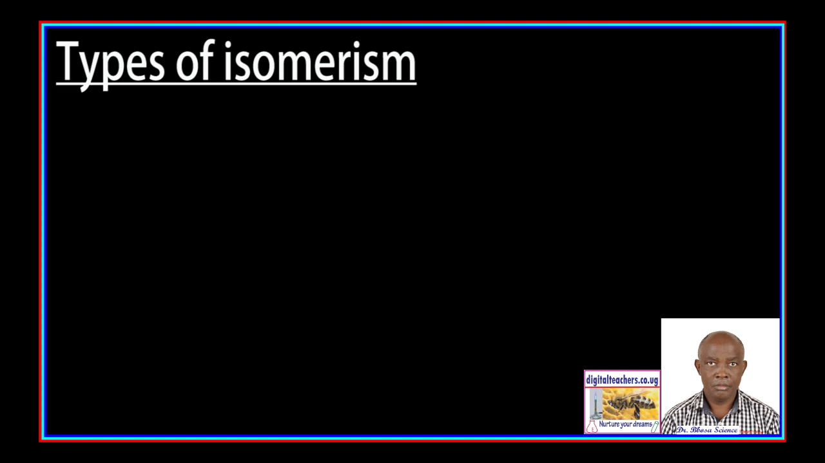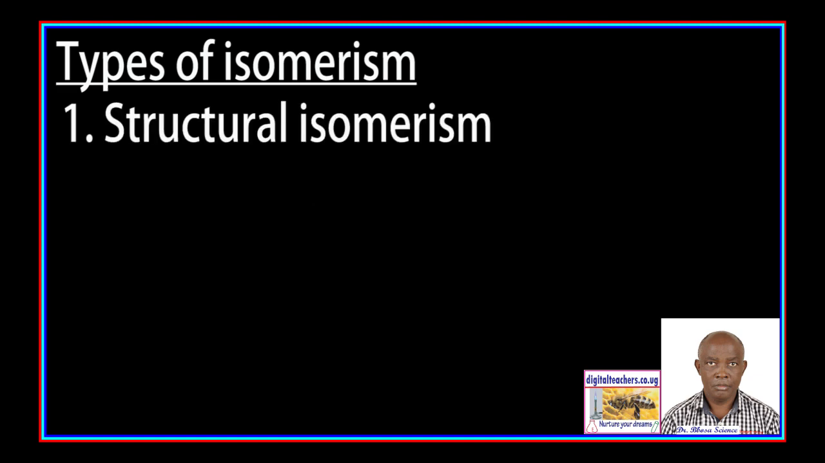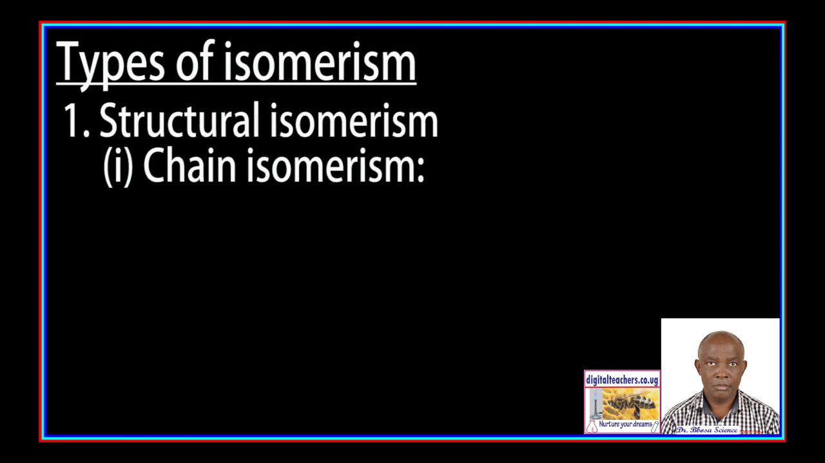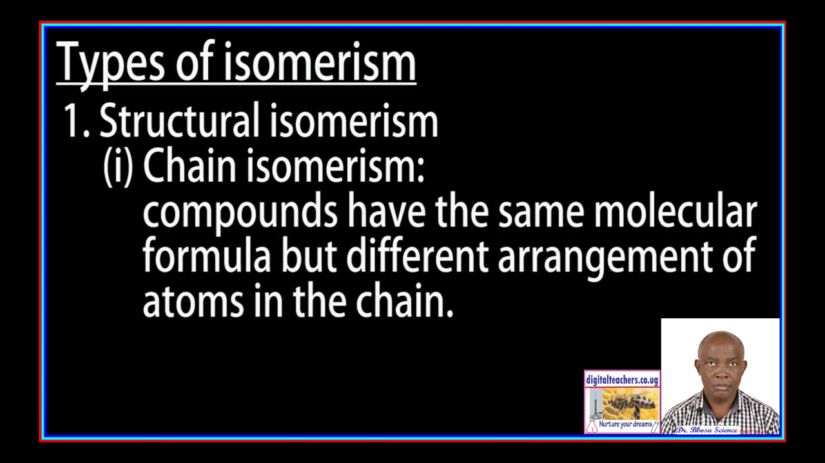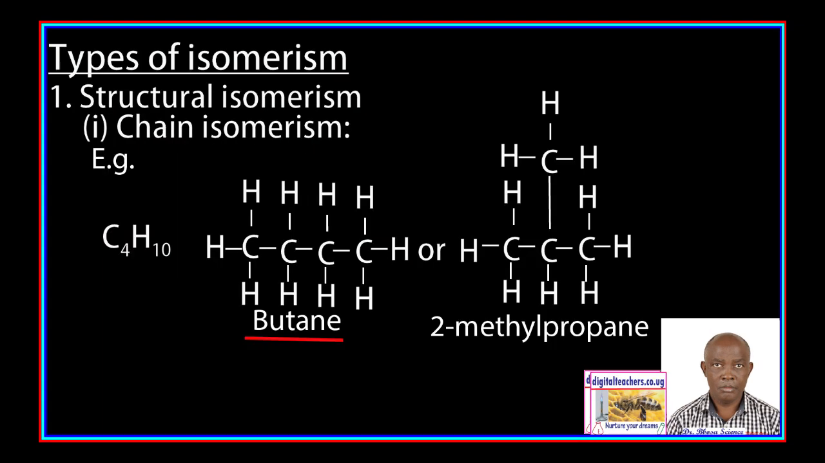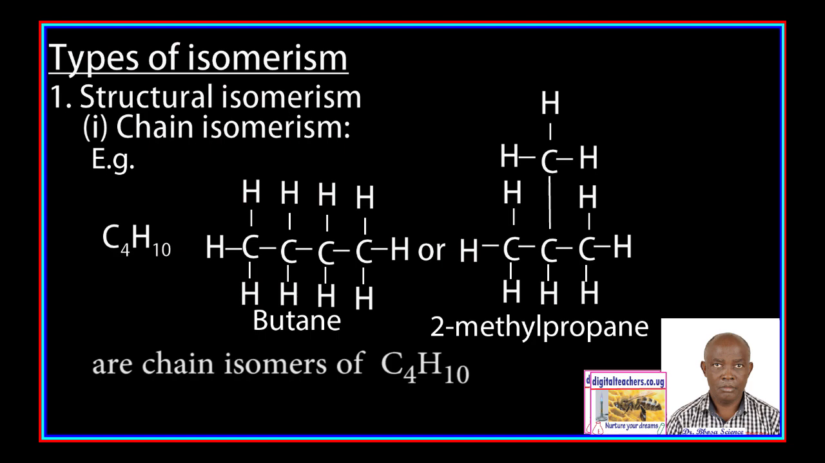Types of isomerism. 1. Structural isomerism. Here, compounds differ in arrangement of atoms in isomeric compounds. i. Chain isomerism. Chain isomeric compounds have the same molecular formula but different arrangement of atoms in the chain. This kind of isomerism is common in alkanes. For example, butane and 2-methylpropane are chain isomers of C4H10.